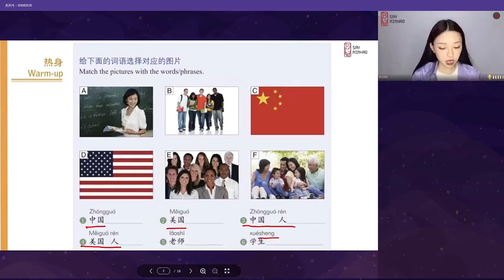Last one is 学生. 生 is the neutral tone. And because 学 is second tone and 生 is after it, 生's pitch should be lower than 学. Okay, 学生. This means student. Okay, now try to match these two groups. I will give you 15 seconds, okay?